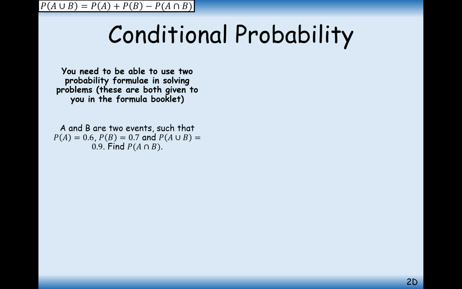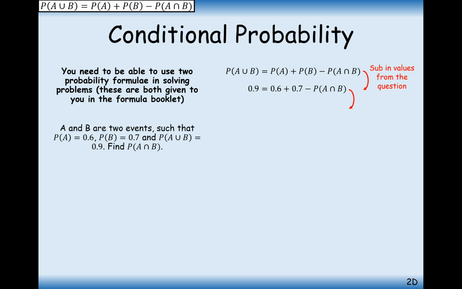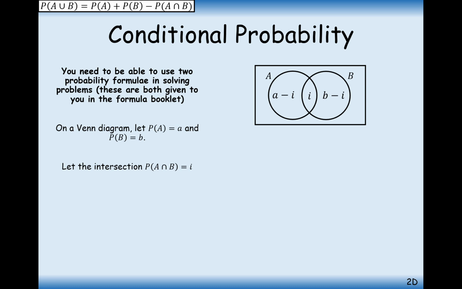A and B are two events, such that the probability of A is 0.6, probability of B is 0.7, and probability of A or B is 0.9. Find the intersection of the two probabilities, or find the probability of A and B. And what we can do here is just substitute the numbers into the formula. We're going to have 0.9 equals 0.6 plus 0.7 minus what we're trying to find. Move things around a little bit and you get 0.4 as your probability of A and B. So there we are, that's how we can use that first one.